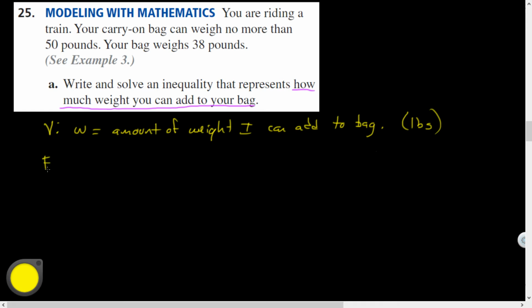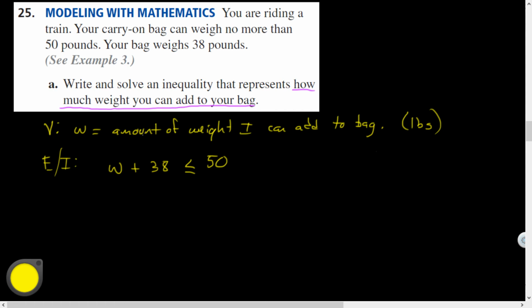Let's write our equation. In this case, it's an inequality. Your carry-on bag can weigh no more than 50 pounds. Your bag weighs 38. So I know that the amount of weight that I add plus the amount my bag currently weighs has to be no more than 50 pounds. So that sounds like it's got to be less than or equal. No more than, it can't be more, but it can be equal. So there's my inequality done.